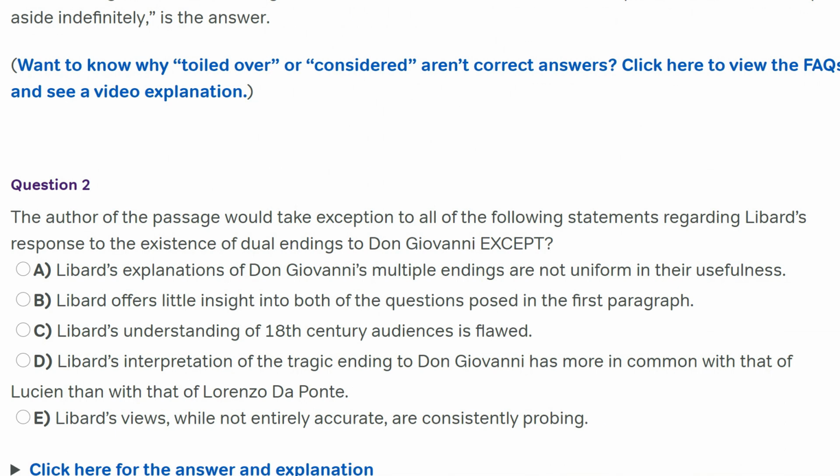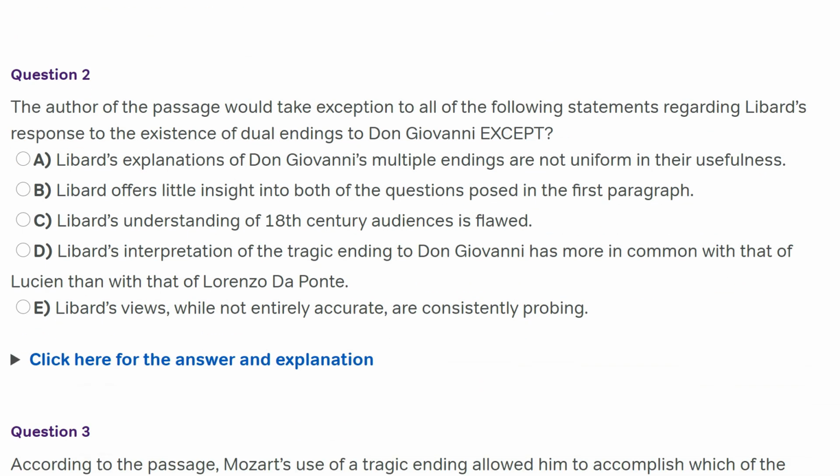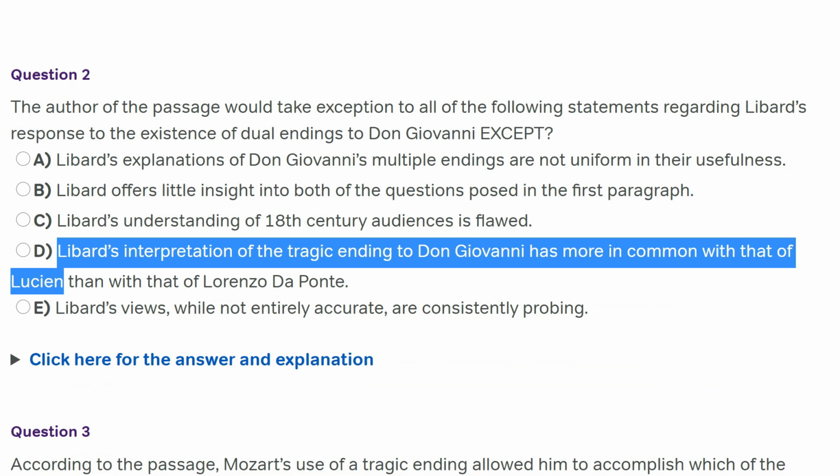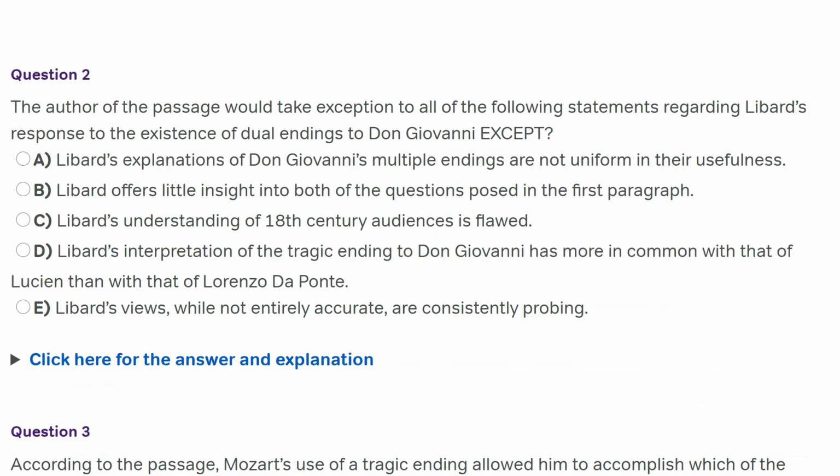Okay, Leibard's views, while not entirely accurate, are consistently probing. Consistently probing. Not consistent. That's the one word I disagree with. Because remember, we saw how the author agreed with some of Leibard's views, but not others. So that word consistently wouldn't really fit because he's kind of inconsistent. Sometimes he says good, reasonable stuff. Other times he says stuff that's not sensible. So consistently probing, I don't agree with that. This is tough. I think it's A, but D is so hard. I just don't like the first bit of it and therefore I'm discarding it. But due to time constraints in the real exam, I would pick A and then move on.